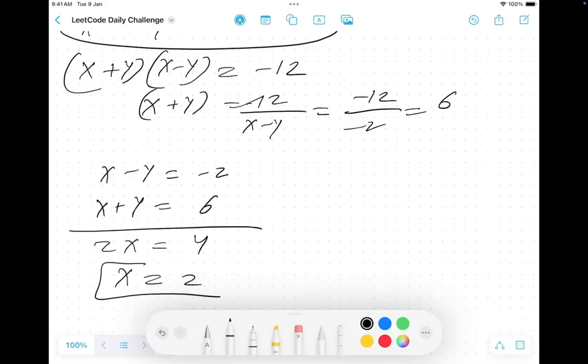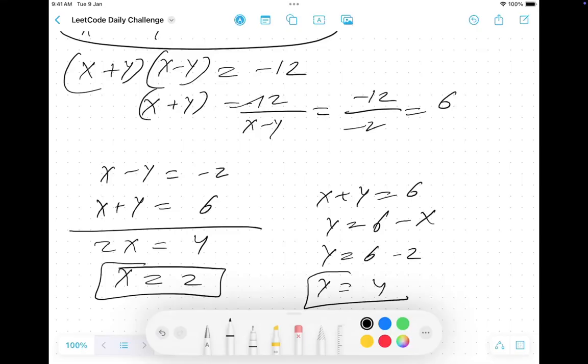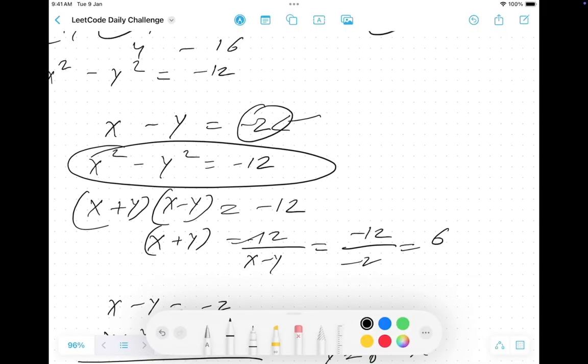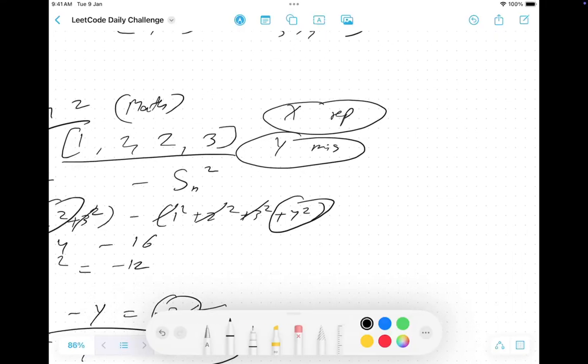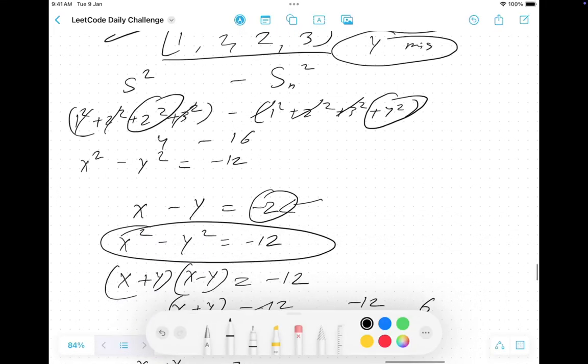So we have found our x, but x plus y is equal to 6. Y is equal to 6 minus x, y is equal to 6 minus 2, y is equal to 4. So we have found both values, right? So this is based on mathematics, and we can solve this question. So we have found two values.